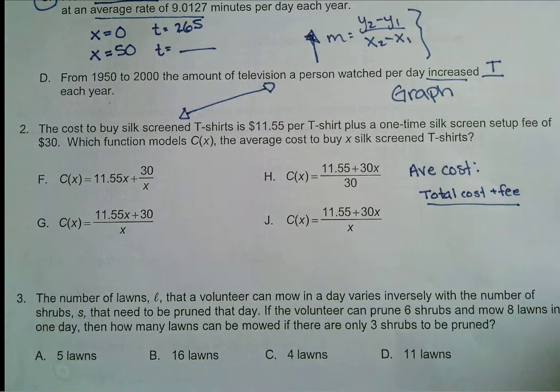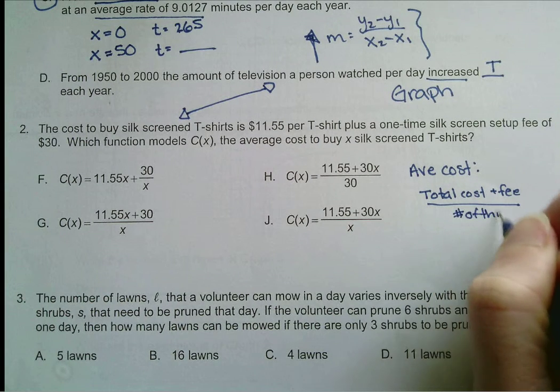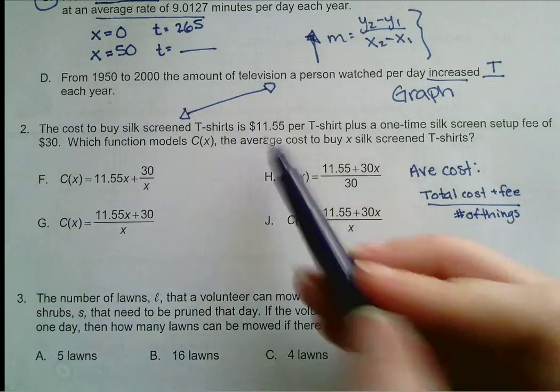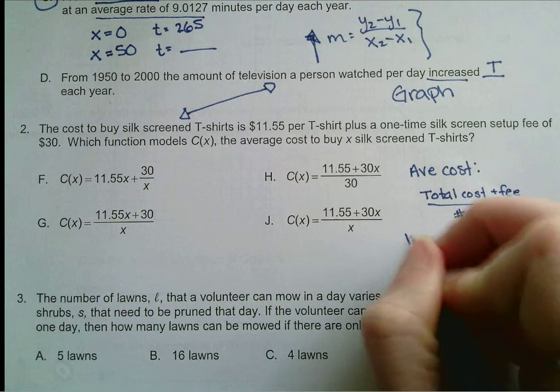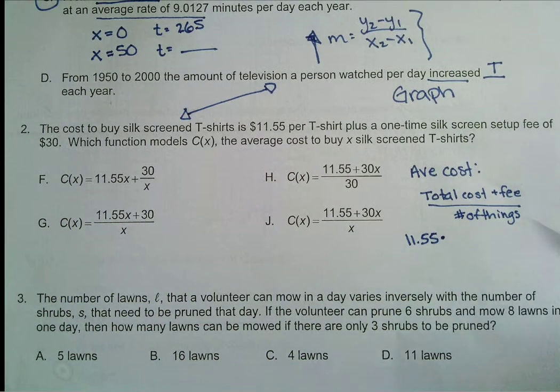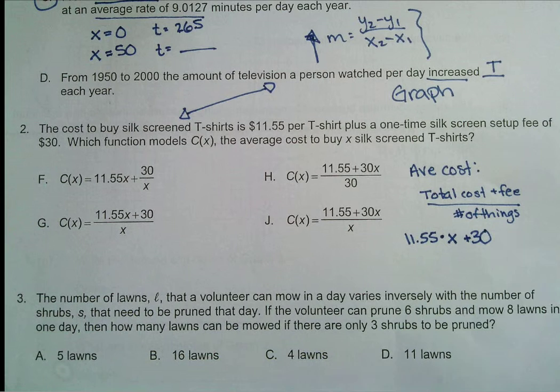In this case, my total cost of the t-shirts is $11.55 per t-shirt, so I'm going to have $11.55 per t-shirt times the number of t-shirts I have. We'll call that X. Now I'm going to add on that fee, 30. That gives me my actual total cost overall. If I want to know an average, I just divide by the number that I have. So if I divide this by X, that will tell me my average cost, C of X.